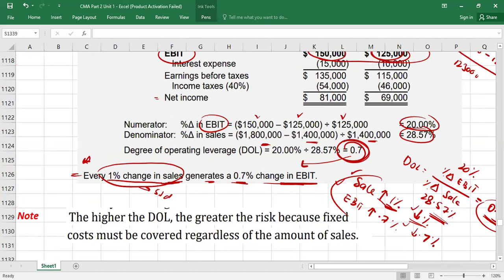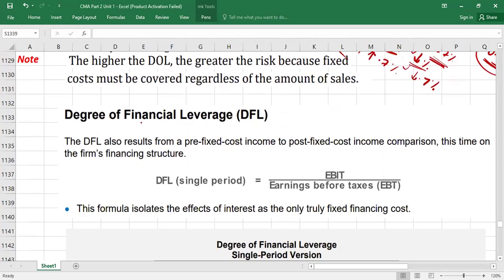So I told you guys operating leverage. These are the formulas. Now I'm going to tell you financial leverage, because the equations are very simple, but then we will practice the question. You will see how to solve the question with the passage of time. Let's go. First, let me cover financial leverage.